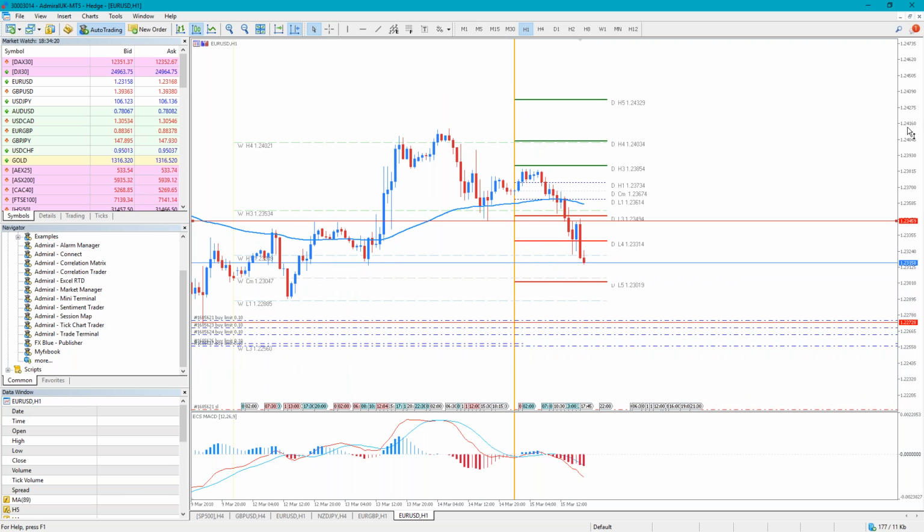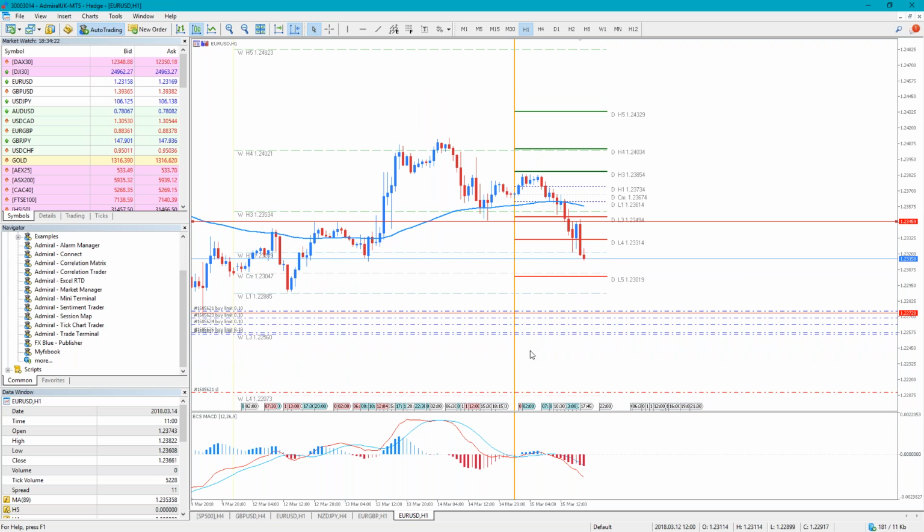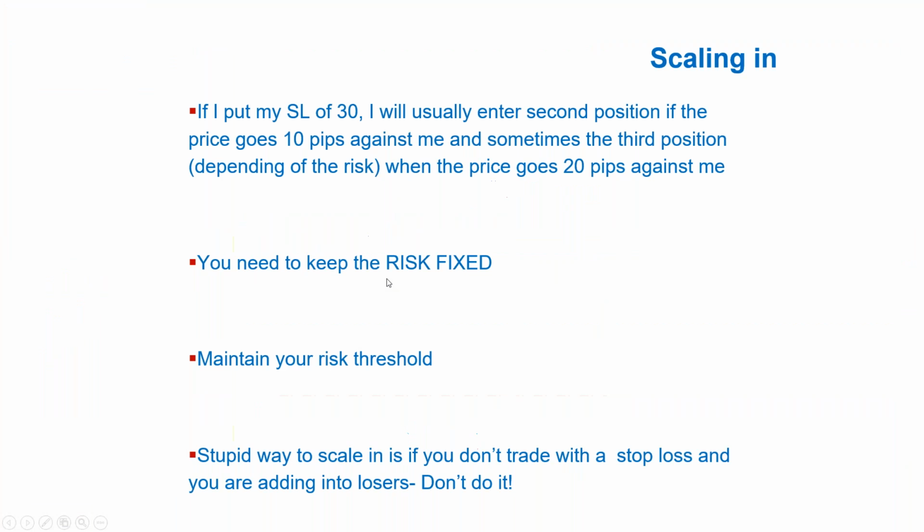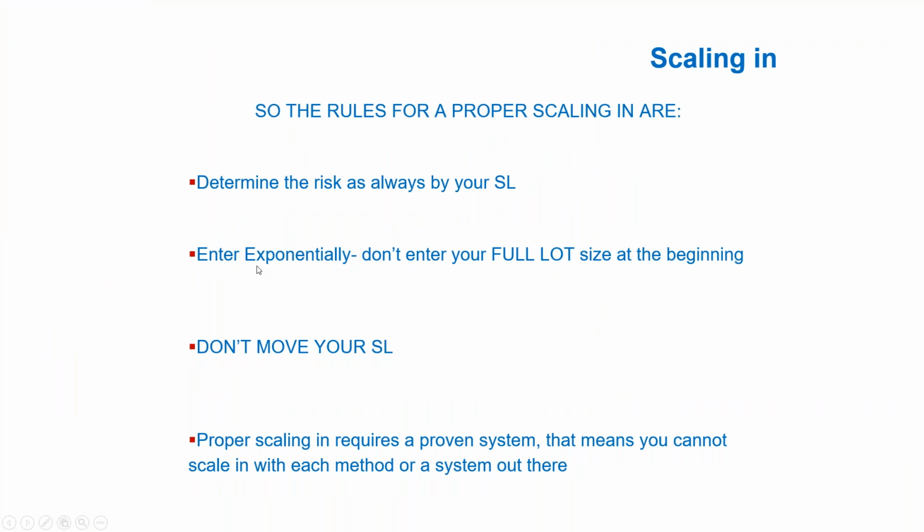This is how you should do it. Put your full risk into 5 different trades. Do not risk much and just place a fixed stop loss. You never move this stop loss. If the price hits all of your pending orders, bang, and it goes up, then you will definitely make some decent pips. Okay? Enter exponentially. Don't enter your full lot size at the beginning. Do not move your stop loss.